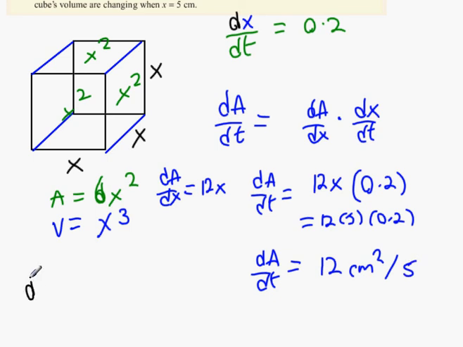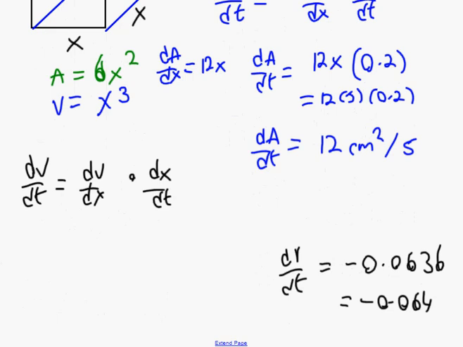Same deal with volume. dV dt is going to be, we have dx dt, no worries about that. We also need dV dx, and what happens when you differentiate volume? 3x squared.